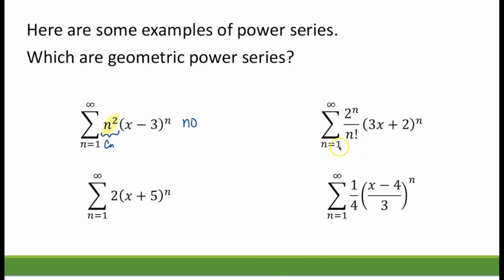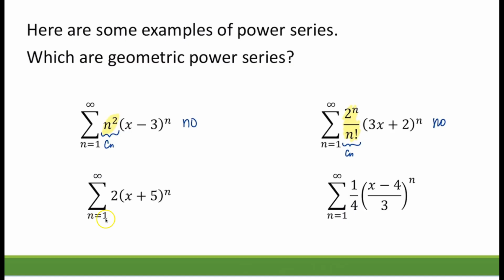Here, the sum of n equals 1 to infinity of 2 to the n over n factorial times the quantity (3x plus 2) to the n. So here, this is also not a geometric power series. If we focus on this piece in front, 2 to the n over n factorial, that's a function of n. It's not just a constant. So also no.